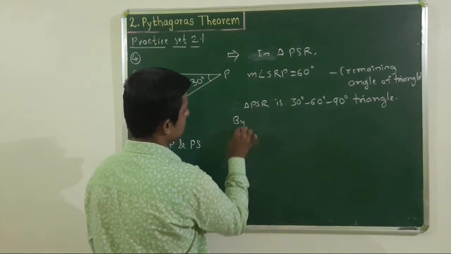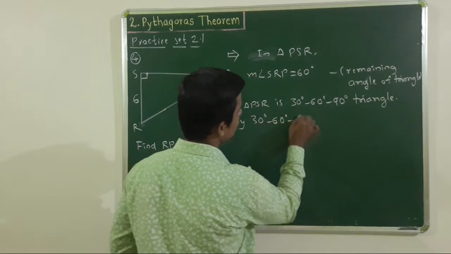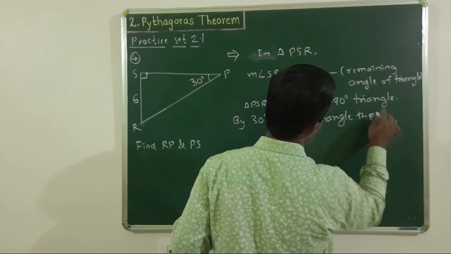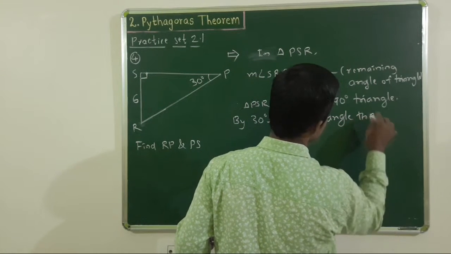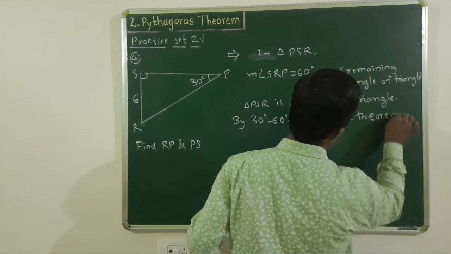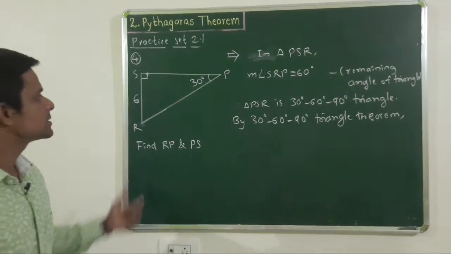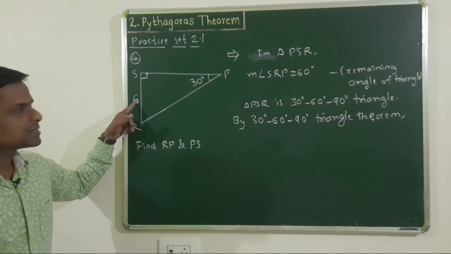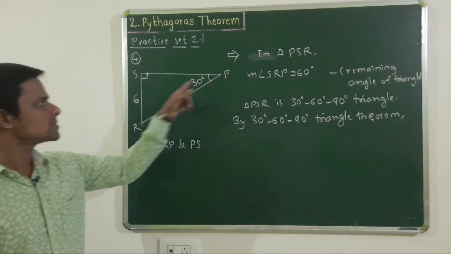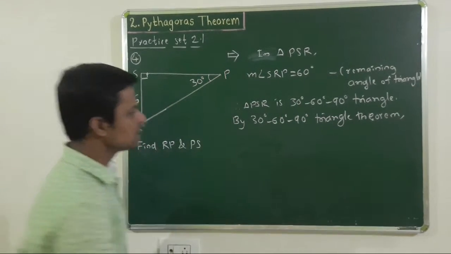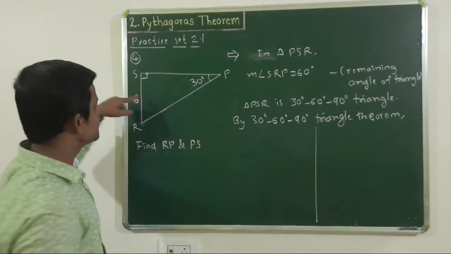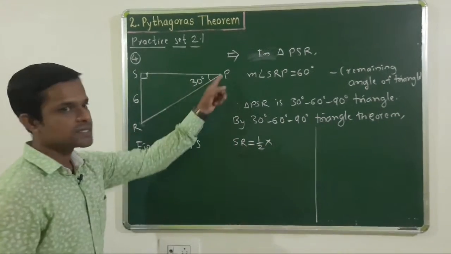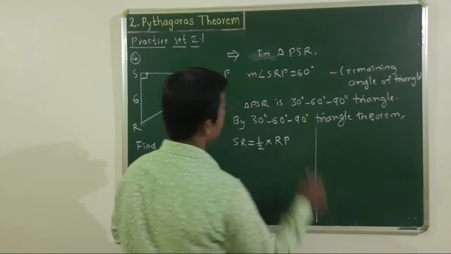Hence by the 30, 60, 90 degree triangle property or theorem that we have learned yesterday. We have seen just the statement of that theorem; the proof we have learned in previous year. By the 30, 60, 90 degree triangle theorem, side opposite to 30 degree is half of hypotenuse. Means side opposite to 30 degree, that is SR, is equal to half of hypotenuse, that is RP. SR is equal to half of RP.